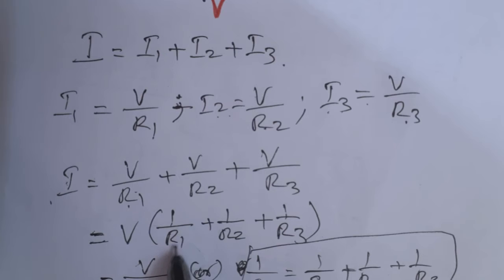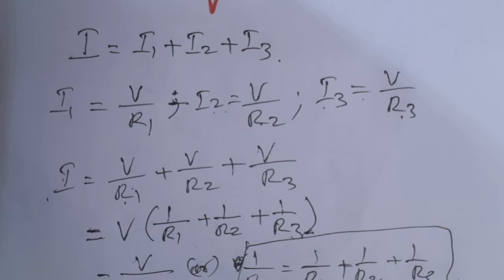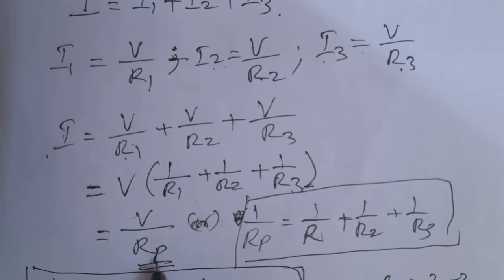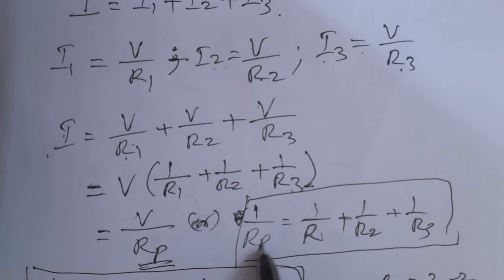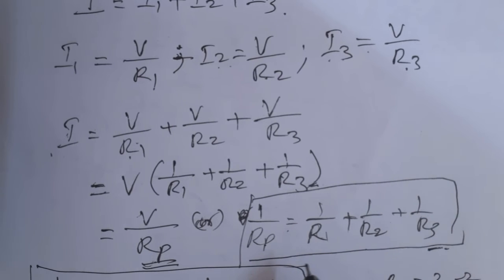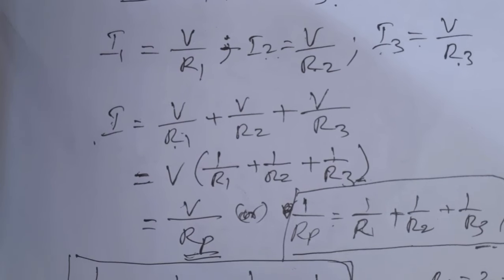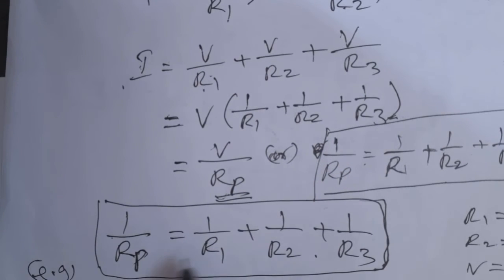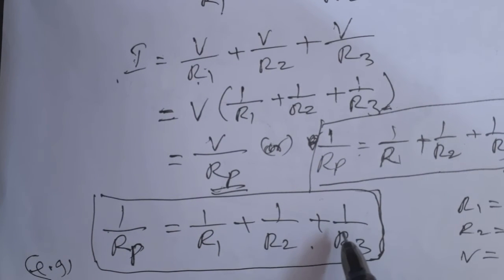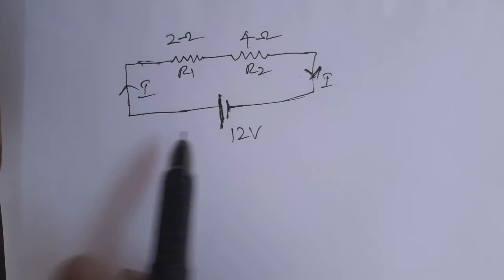V into 1 by R1 plus 1 by R2 plus 1 by R3 you can write V by Rp. So total resistance in parallel, Rp, is given as 1 by Rp equal to 1 by R1 plus 1 by R2 plus 1 by R3. So the total resistance in parallel connection, Rp, is the inverse of this. You can write 1 by Rp is 1 by R1 plus 1 by R2 plus 1 by R3, right? Right, we will solve simple problems related to this series and parallel connection.